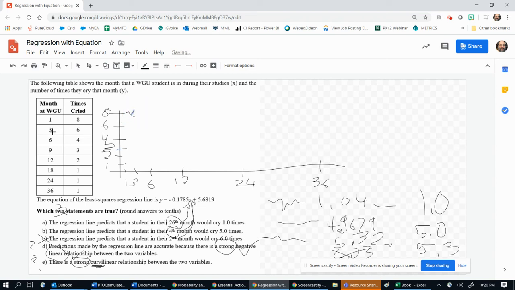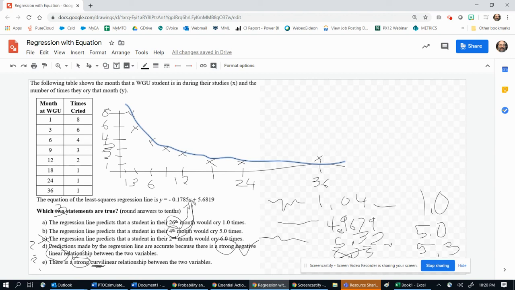At 1 month, there's 8. At 3 months, there's 6. At 6 months, there's 4. At 9 months, halfway between 6 and 12, we're at 3. At 12 months, we're down to 2. At 18 months, another halfway mark, we're down to 1. And at 24 and 36, we're still at 1. To me, this looks very much like exponential decay. That's what I'd try to guess it as. This really doesn't look much like a line at all.